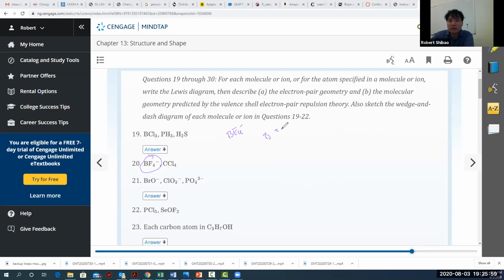Okay, boron has 3 valence electrons and then 4 fluorines. Each fluorine has 7. So 4 times 7 is 28 electrons. And then the minus 1 charge is 1 electron. And so this gives us 32 electrons. Now we'll throw a boron in the center of 4 fluorines. Fluorine does not like to form more than 1 bond, like that. And so we'll complete the octets here.